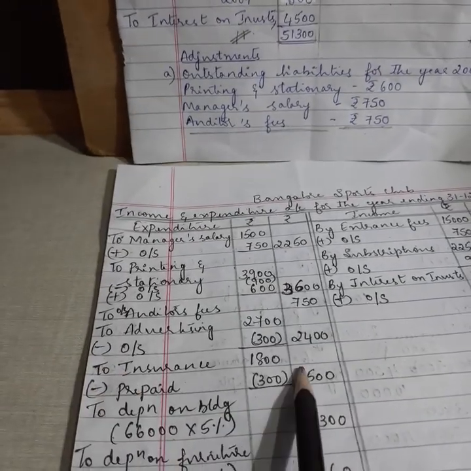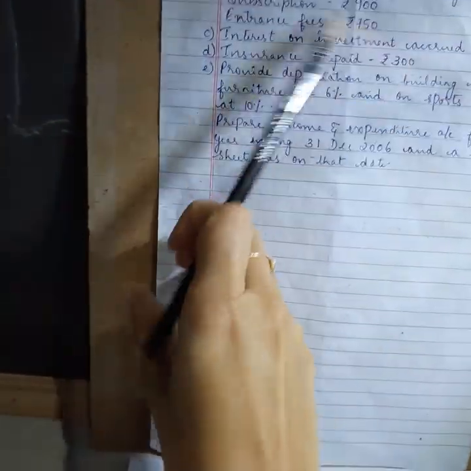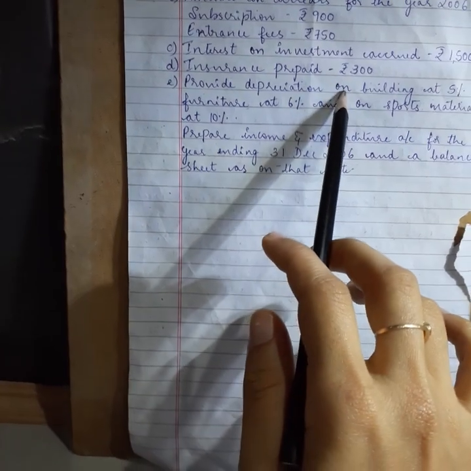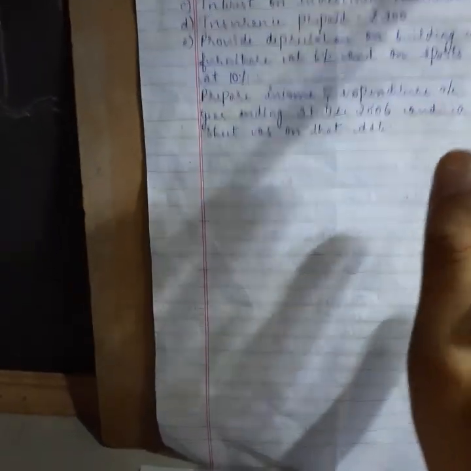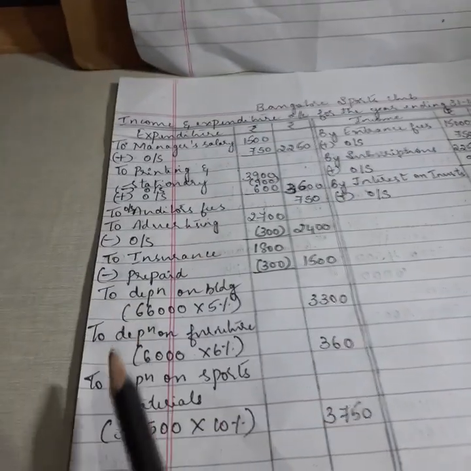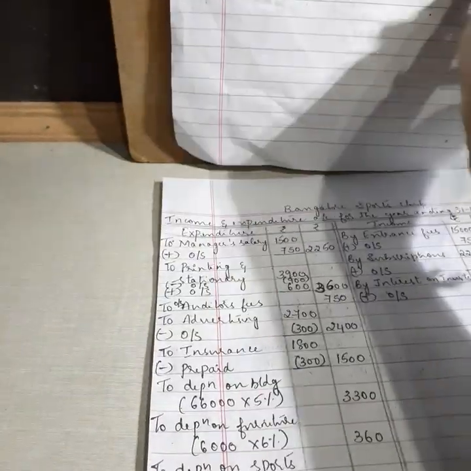Insurance 1,800. So to insurance 1,800, we have an adjustment. Insurance prepaid rupees 300. This is all. This information is of the current year. Current year information we have to deduct. Less prepaid 300, 1,500. Then let us further see.